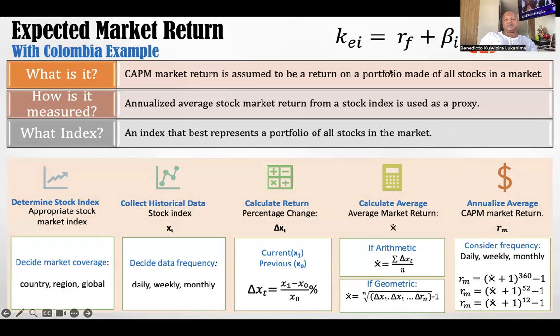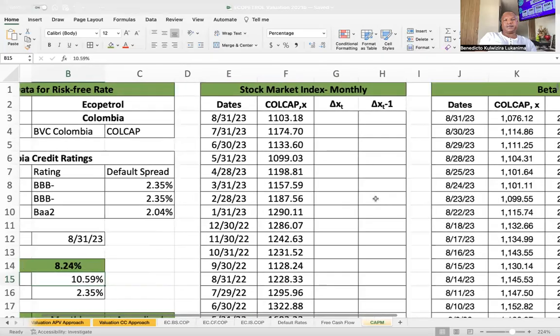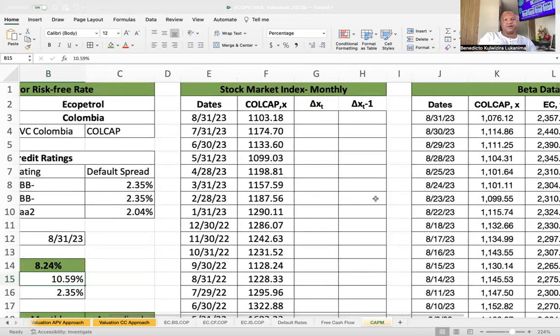So let's go to Excel to apply this. This is the data sheet for the stock market index. In this particular case, I've decided to use monthly frequency. The index is Colcap, based in Colombia. I consider this to be the best representative of the portfolio in the Colombian market.